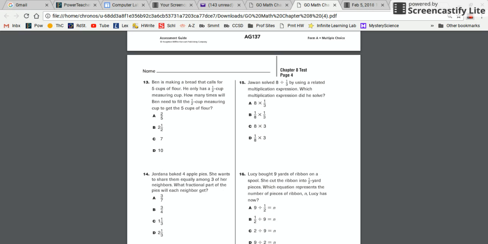Number 15. Jawan solved 8 divided by 1/3 by using a related multiplication expression. Which multiplication expression did he solve? A. 8 times 1/3. B. 1/8 times 1/3. C. 8 times 3. Or D. 1/8 times 3.